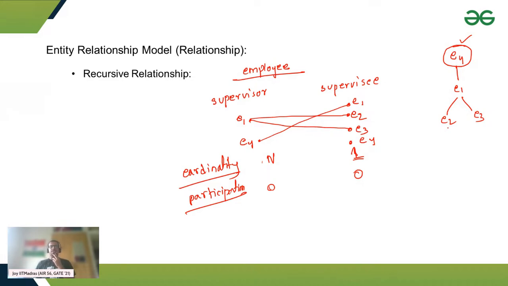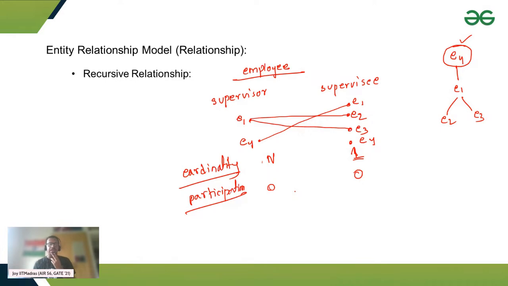So in this scenario, the cardinality of supervisor is N, because one employee can be a supervisor of multiple employees, and the cardinality of supervisee, the maximum number of relationships that every employee can take part in, is one, because every employee can be managed by one other employee, right? And the participation in both cases is zero. Maybe there are certain cases where the employee doesn't have any supervisor, and certain cases where the employee is not a supervisor. So in both cases that can be zero.